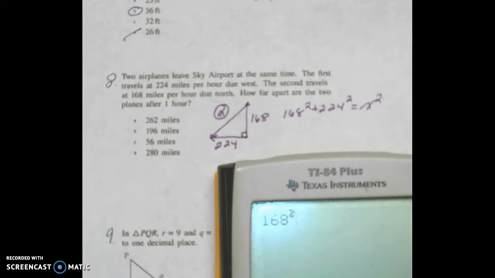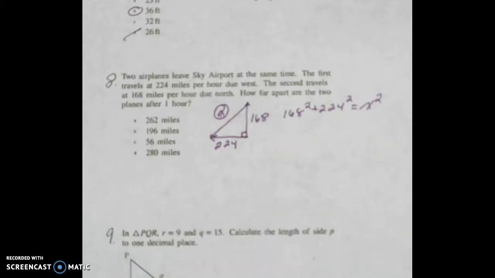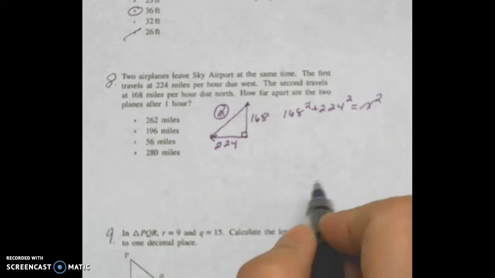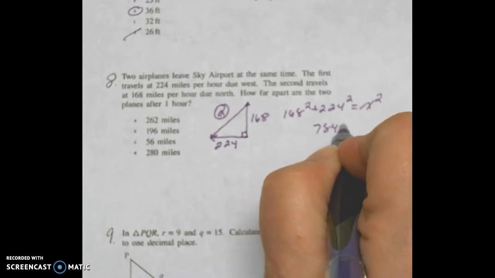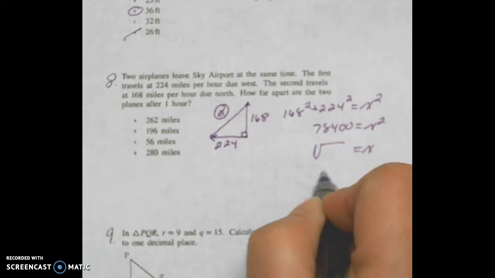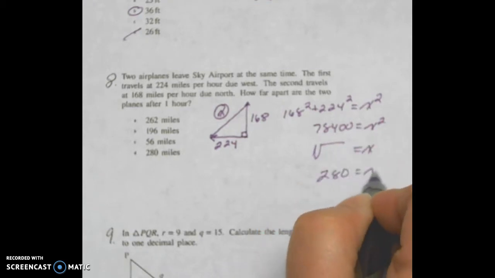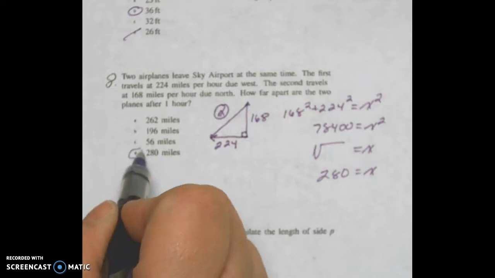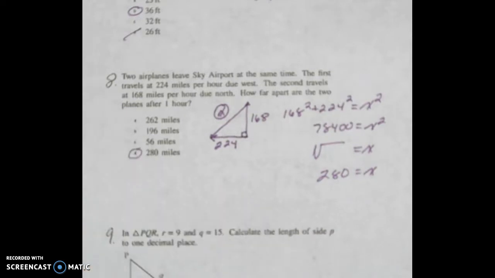168 squared plus 224 squared gives me 78,400. If I want to take the square root of that answer, I'll end up with the airplanes being 280 miles apart. So I've got my answer choice D for 280 miles apart.